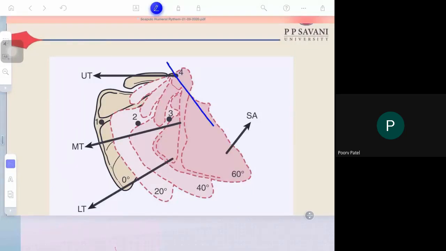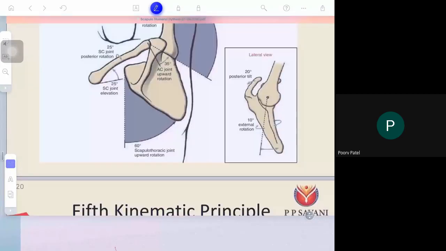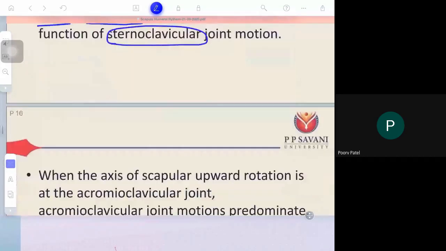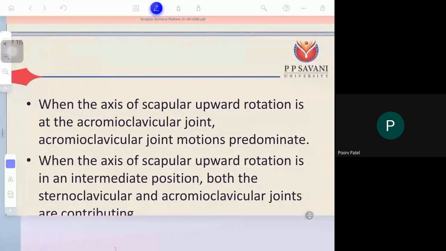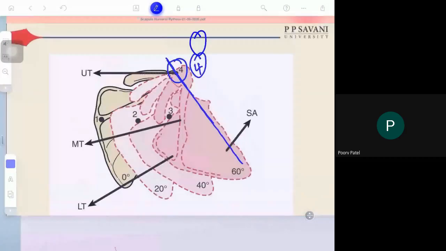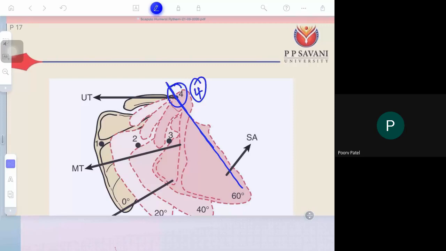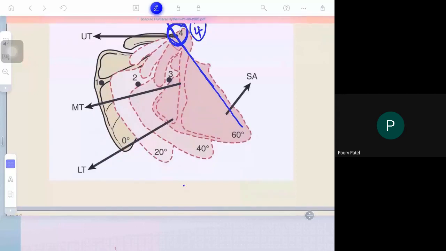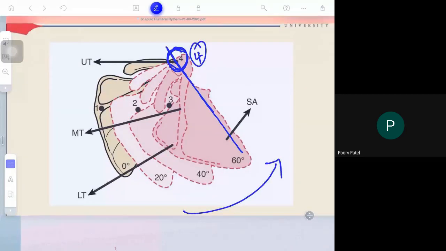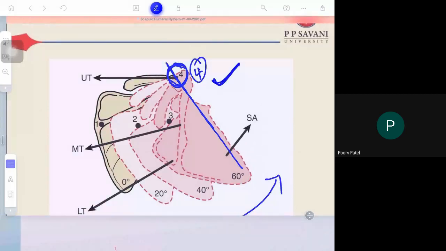Now next, when the axis is somewhere here, when the axis is near the acromion, the next point you read. When the axis of the scapular upward rotation is at the acromioclavicular joint. Where is the acromion? That is the fourth point. Fourth means here. This is number 4. When the axis is at the acromioclavicular joint, then upward rotation of the scapula occurs as a part of the acromioclavicular joint. I think you are clear.